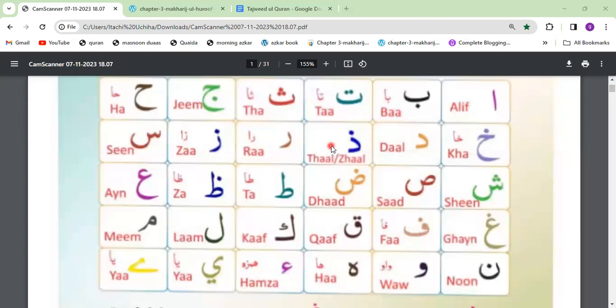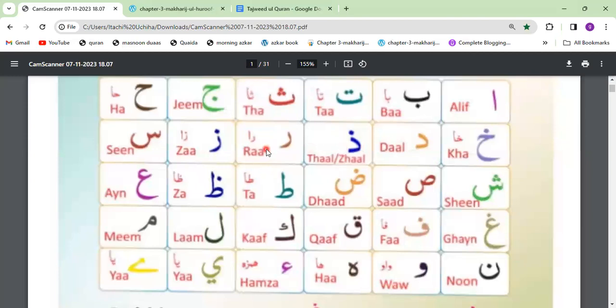Then we have Zal. Zal is basically having the same makhraj as Tha, which is you have to connect the tip of your tongue with the tip of your front two teeth, right? And you have to be very gentle with the letter Zal.